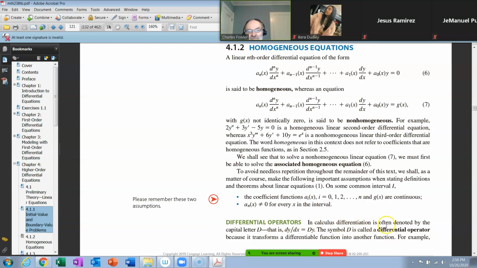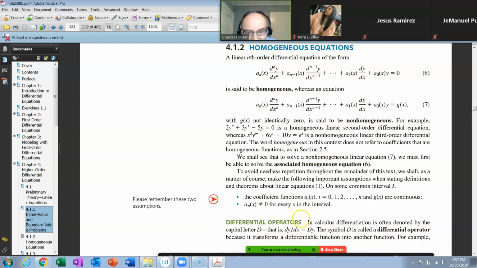So in calculus, differentiation is often denoted by the capital letter D, okay? And that D stands for a first derivative, dy dx. So why don't we just call it dy dx? Why introduce a capital D for that? Because this is not that much harder to write than that, but they choose to do it. Now that symbol D is called a differential operator, just like dy dx is a differential operator. So there's nothing new here, okay? Because it transforms a differentiable function into another function.